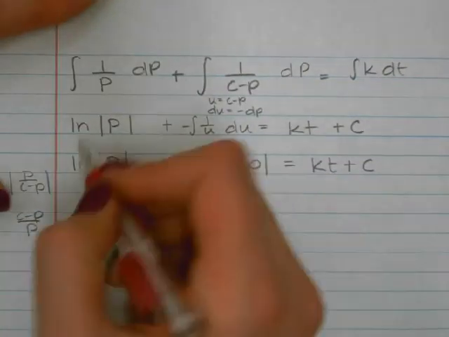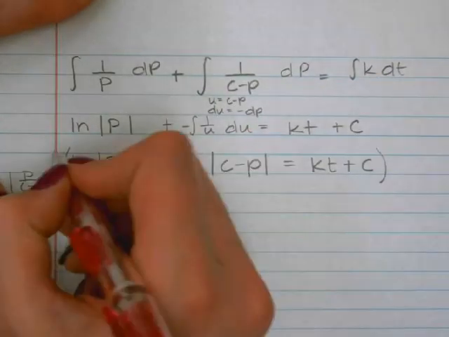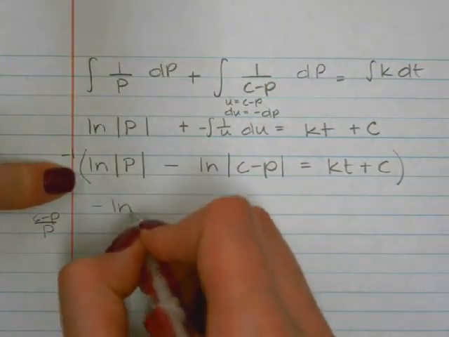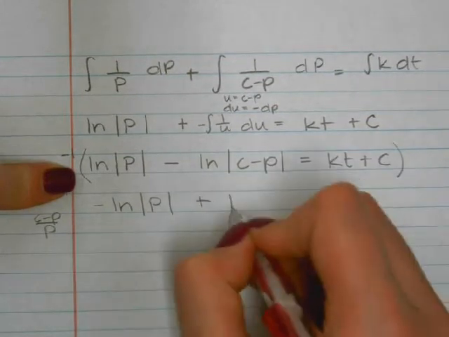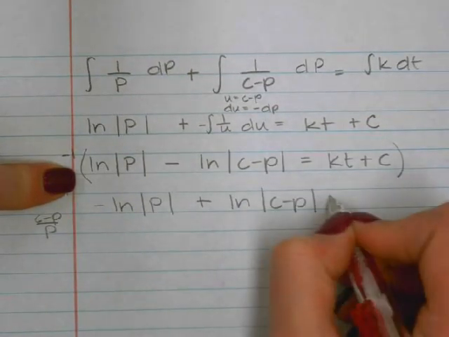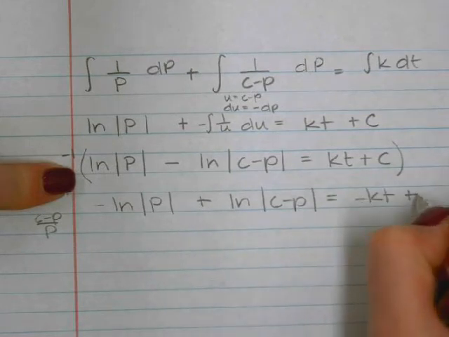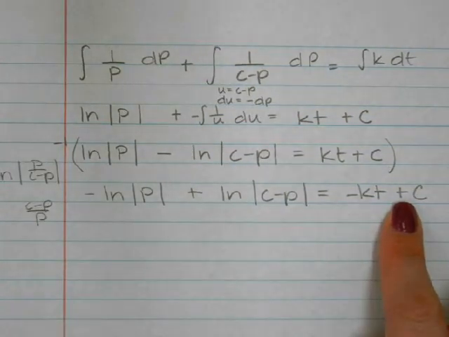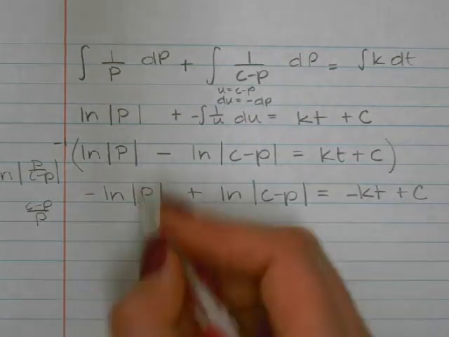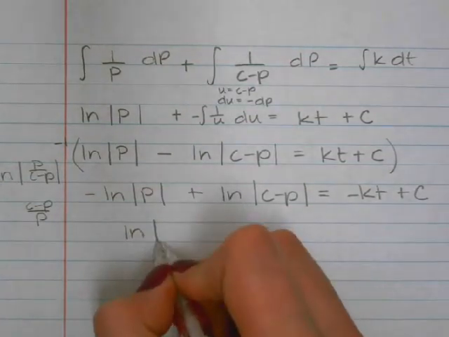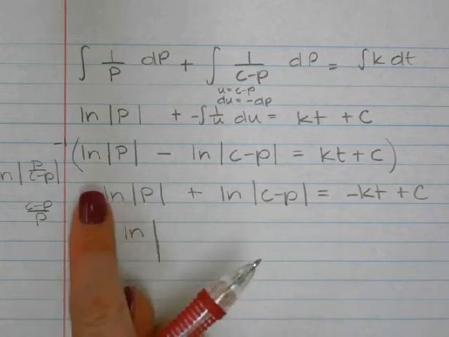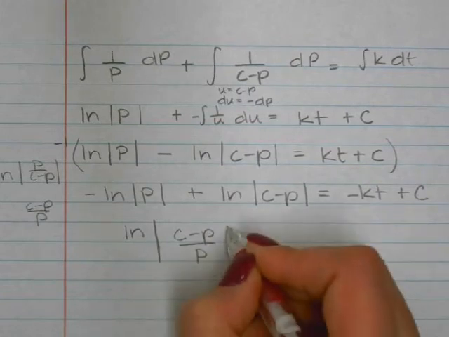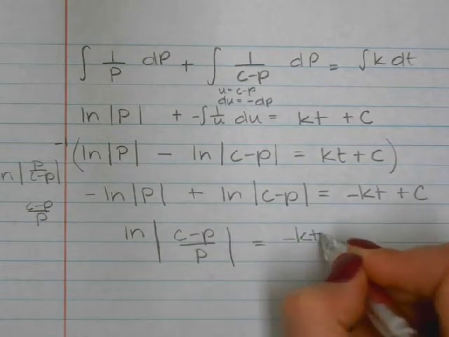So what I'm going to do is take this entire equation and multiply it by a negative 1. So now I've got negative ln p plus ln of c minus p equals negative kt plus c. And I still have plus c because if I distribute a negative to a constant, it's still a constant. So when I write this as an ln and combine these, it's this one minus that one, and when I write it as division, the c minus p gets to go on top. That makes my life a little bit easier.